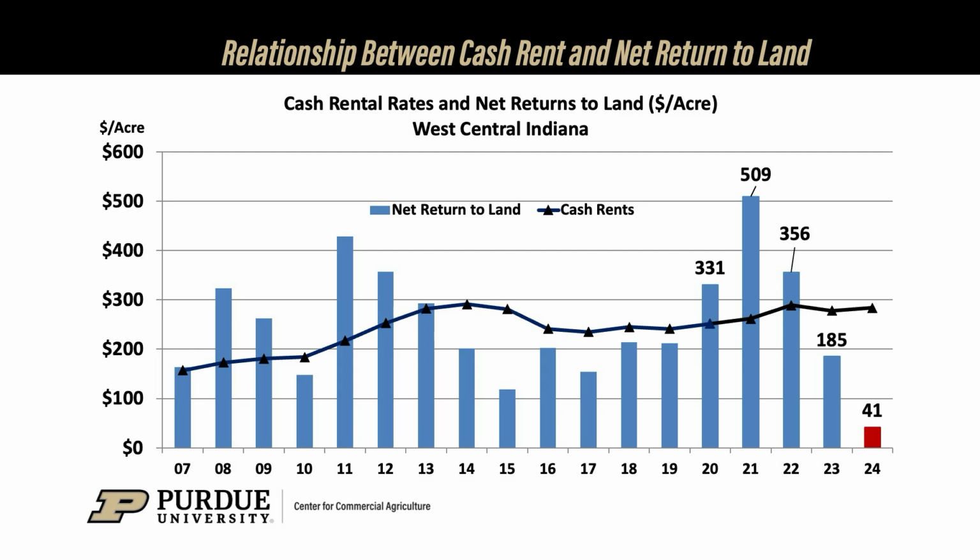We also saw a dip in cash rents from 14 to 19 because net return to land was relatively soft. And then going into 20, 21, and 22, very strong net return to land. We saw some increases in cash rent there. It's been fairly stable since 22. However, the net return to land in 23 and 24 is relatively low. And so I ask, could we have a repeat of the 14 to 19 period where we have several years in a row of relatively low net return to land, which would put downward pressure on cash rent?